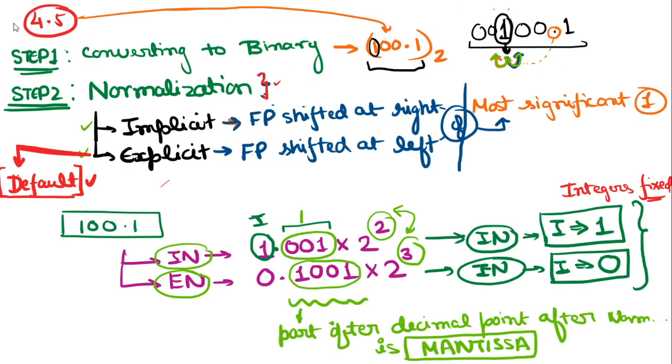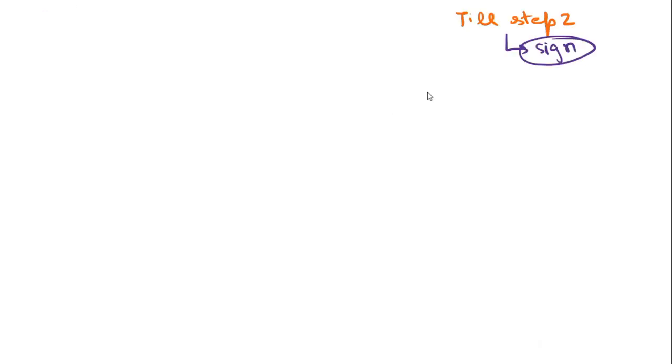So before going towards step 3, let me tell you the relevance of step 3. Till step 2, what all things did we get? We got sign. Sign is very easy, right? When we see the number here, we know what the sign is. In this situation the sign is positive, so we can just put the sign in the sign section. We also got the mantissa section, which is again sorted. The only thing remaining now is the exponent section, right?